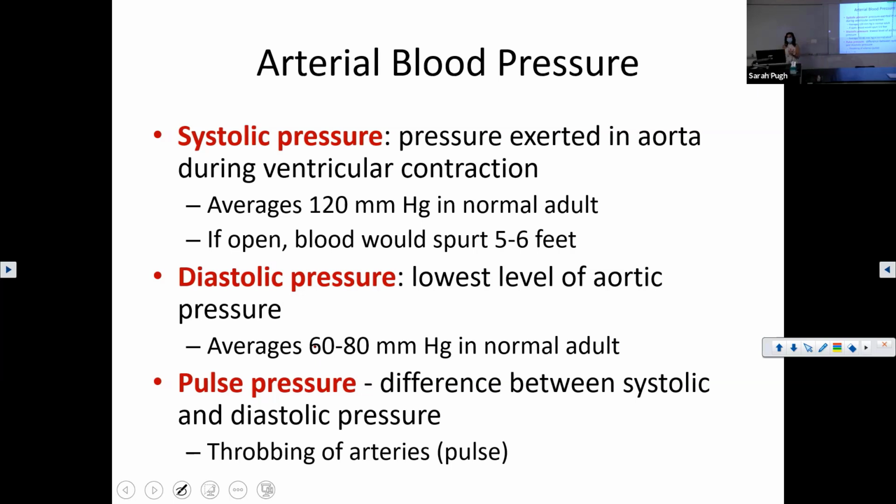And remember those terms, 120 is what's called the systolic pressure. You have seen that term before, right? When we looked at the cardiac cycle, systolic means contraction. Remember, systole is a contraction. So systolic pressure 120 is when the ventricle is contracted. Diastolic, again, you've seen that term before. Diastole means relaxation.